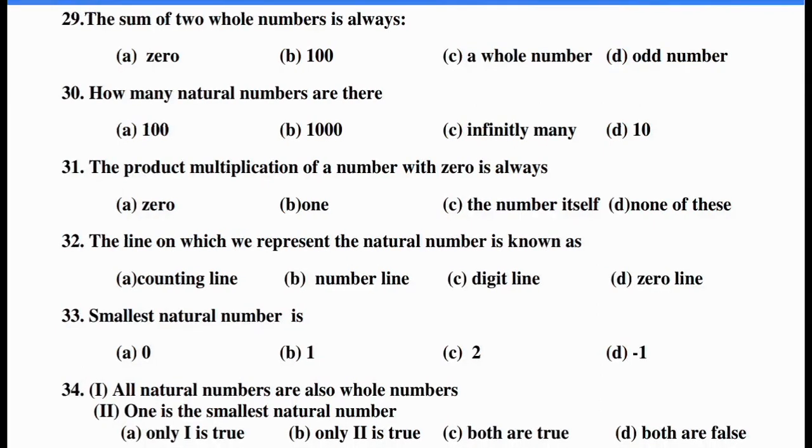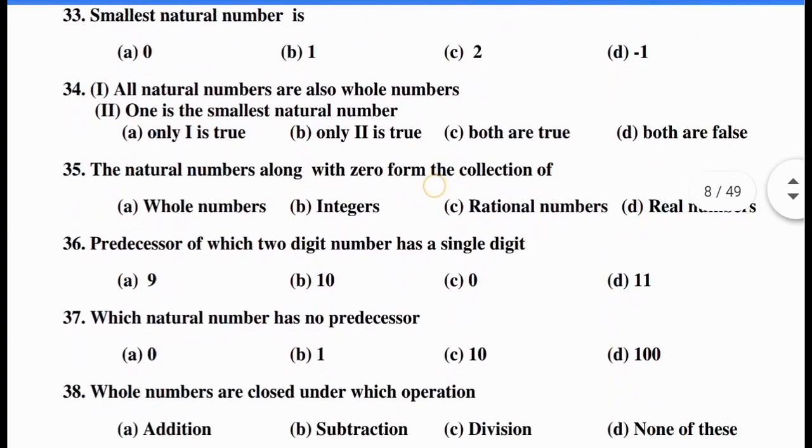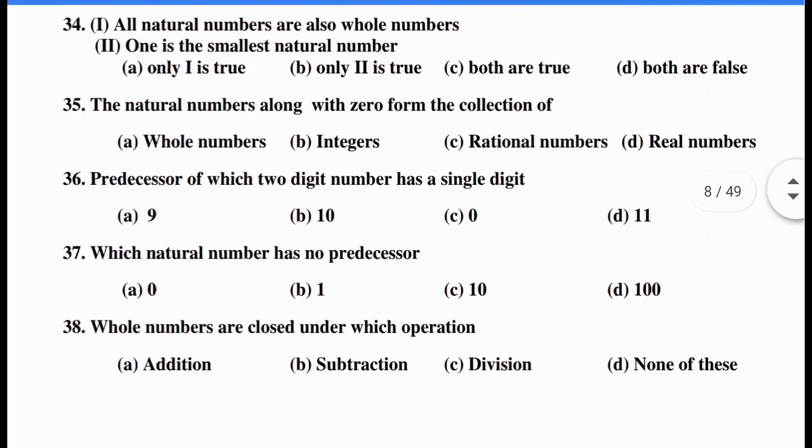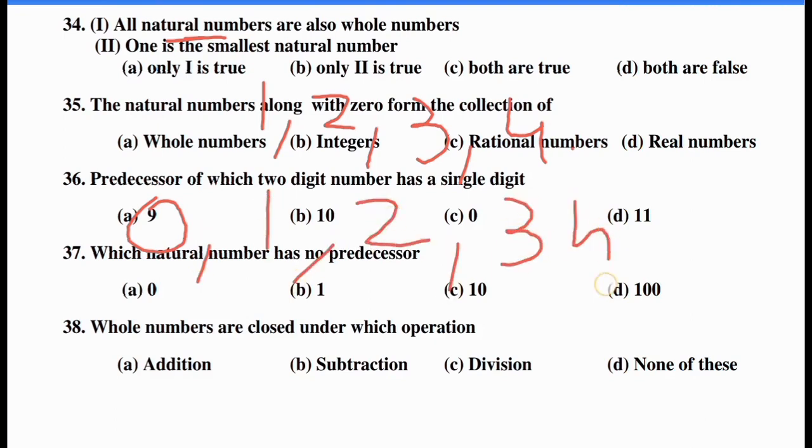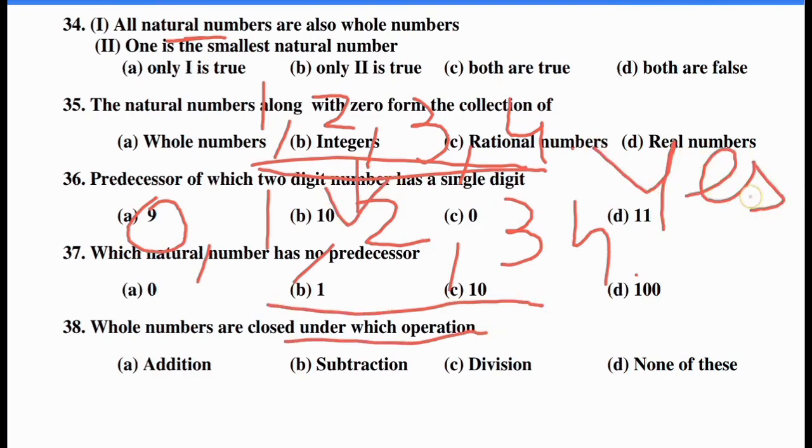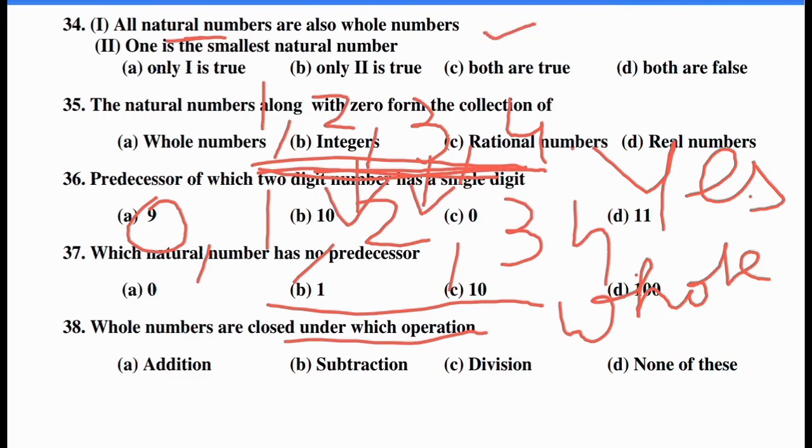Then question number 34. Here two options are given. First is all natural numbers are also whole numbers. Can we say that all natural numbers are also whole numbers? So we check it. First we write all natural numbers and we write all whole numbers. So can we say these natural numbers are whole numbers? Yes, because here all natural numbers are included in these whole numbers, right? So this is true. Now we check this second option.